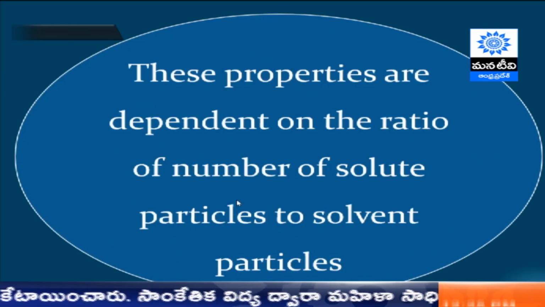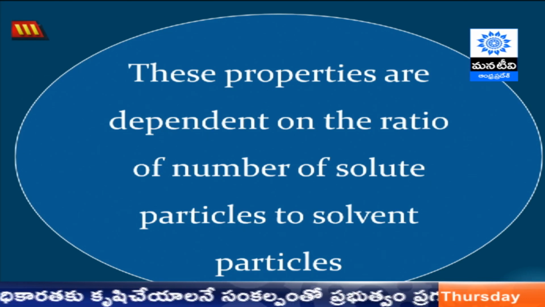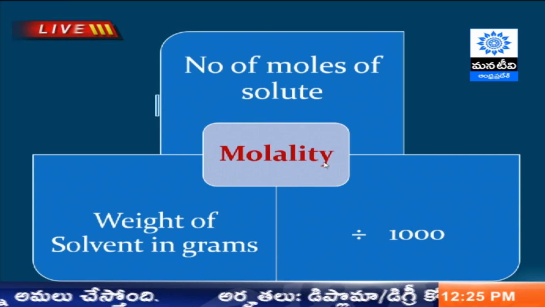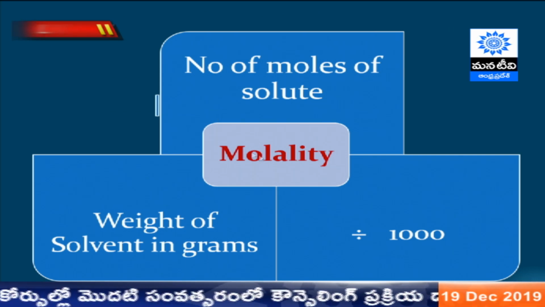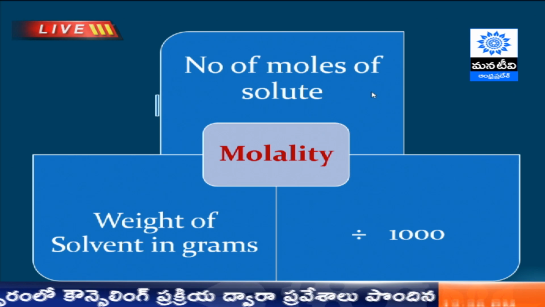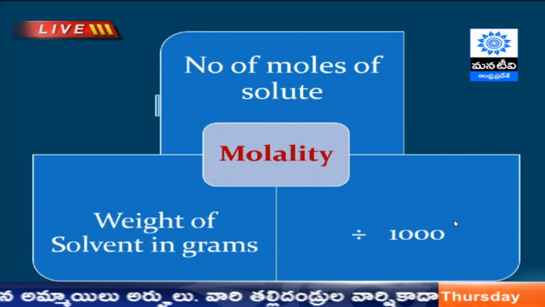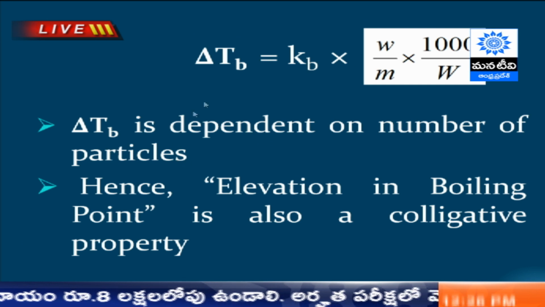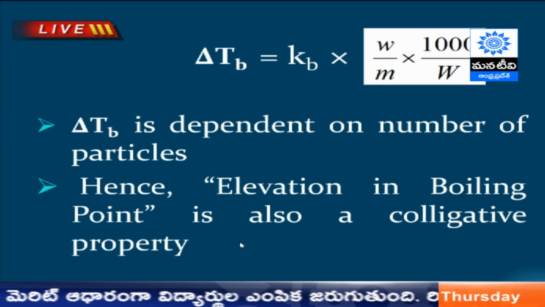From the above discussion, it is very clear that these properties are dependent on the ratio of the number of solute particles to solvent particles. So, you can see that the boiling point elevation is dependent on molality, which also gives the number of solute particles. It is the number of moles of solute divided by the weight of solvent in grams divided by 1000. Delta Tb is dependent on the number of particles, as already discussed. Hence, elevation in boiling point is also a colligative property.